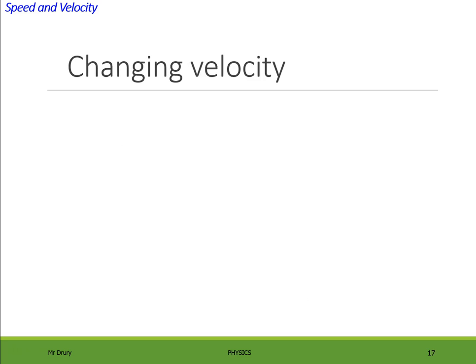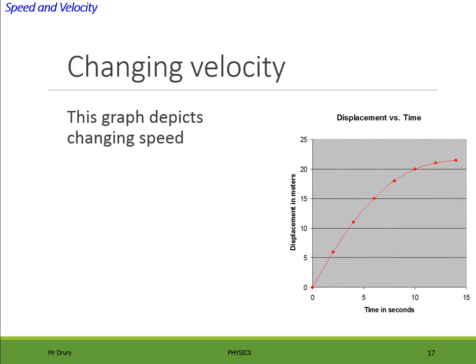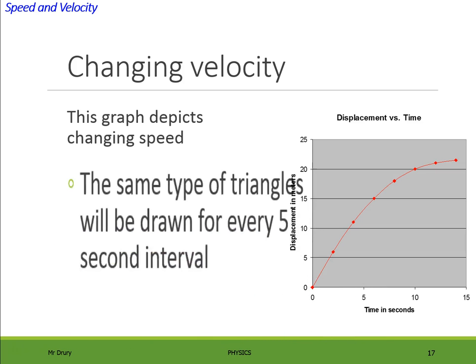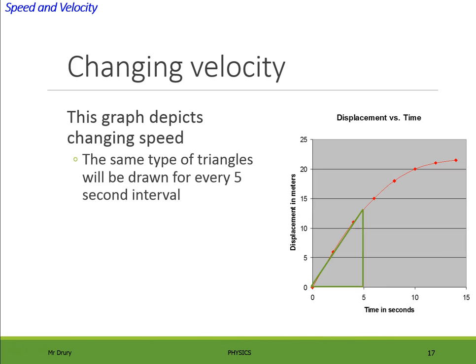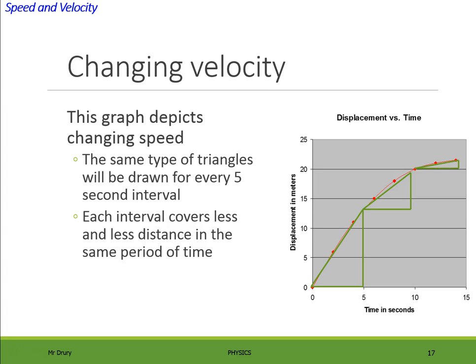Let's look at the same idea, but this time with a curve curving downwards. Using the same type of triangles, but this time every 5 seconds, in the first unit of time we covered this much displacement. In the second, we covered a little bit less, and even less after that. So we're covering less and less displacement every unit of time. So we must be slowing down.